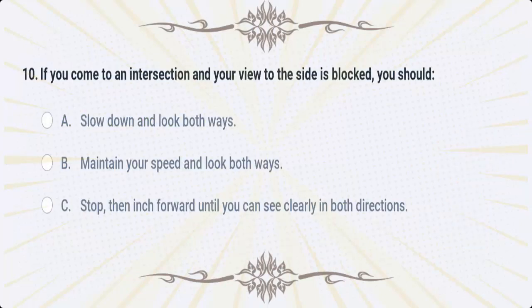If you come to an intersection and your view to the side is blocked, you should A. Slow down and look both ways. B. Maintain your speed and look both ways. C. Stop, then inch forward until you can see clearly in both directions. C. Stop then inch forward until you can see clearly in both directions. Drivers must slow down when approaching an intersection. If a clear view of cross-traffic is obscured, a driver should come to a stop and inch forward until they can see clearly in both directions.